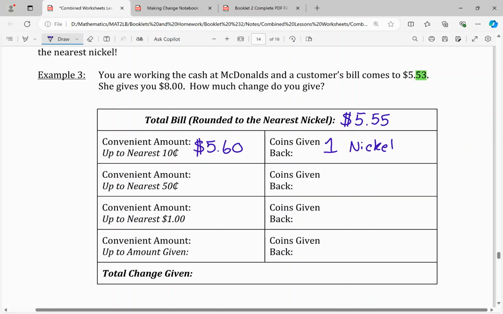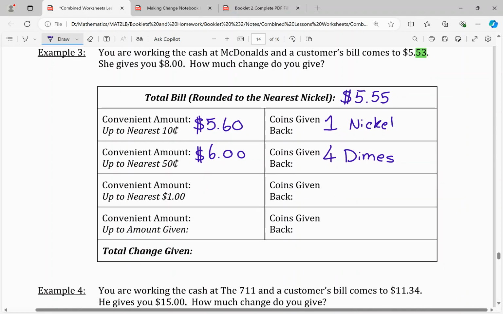Now let's go up to the nearest 50 cents. Counting up by 50 cents at a time, the next increment of 50 cents after $5.60 would be $6. How do I get from $5.60 to $6? I would need 40 cents. I would need 4 dimes. Next, I need to go up to the nearest dollar. Well, $6 is already at the nearest dollar. There's nowhere to go, so we stay where we are.